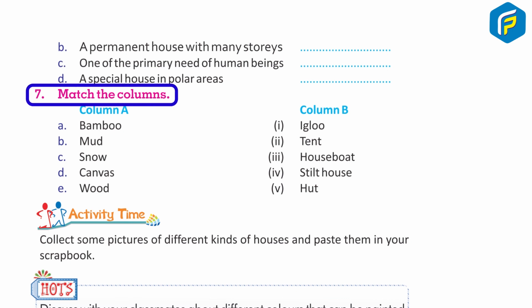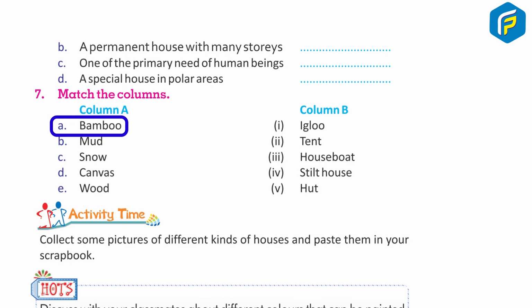7. Match the columns. Column A: A. Bamboo. B. Mud. C. Snow. D. Canvas. E. Wood. Column B: 1. igloo, 2. tent, 3. houseboat, 4. stilt house, 5. hut.